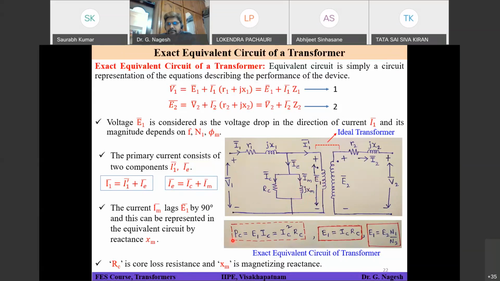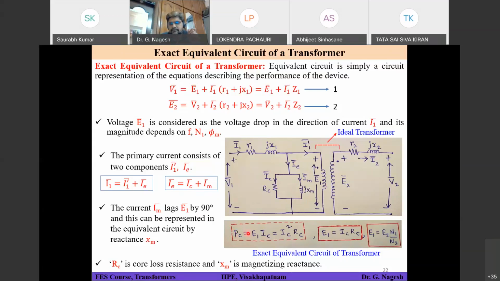This is average power only. Capital P always stands for average power. Small p indicates instantaneous power. So we are talking about average power only.